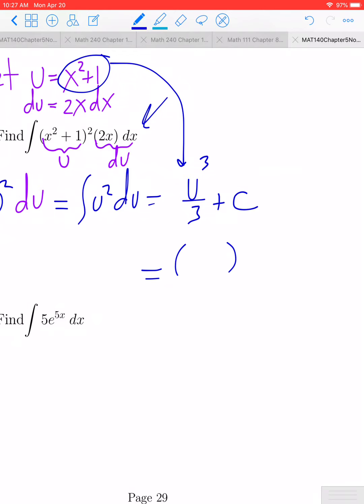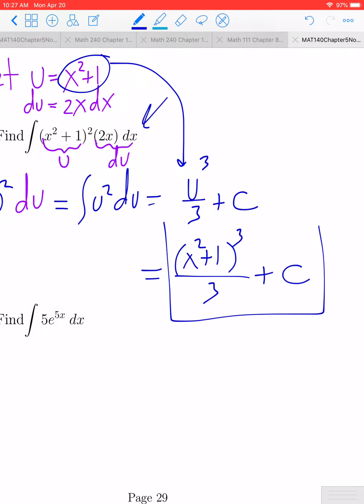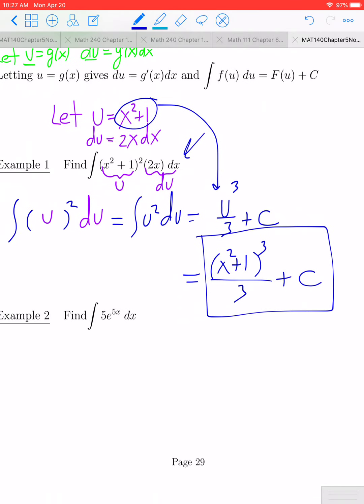So everywhere I see a u at the end here, we can go ahead and replace it with x squared plus 1. So there we have it. The antiderivative of x squared plus 1 quantity squared times 2x dx would be equal to x squared plus 1 to the third power divided by 3 plus c.